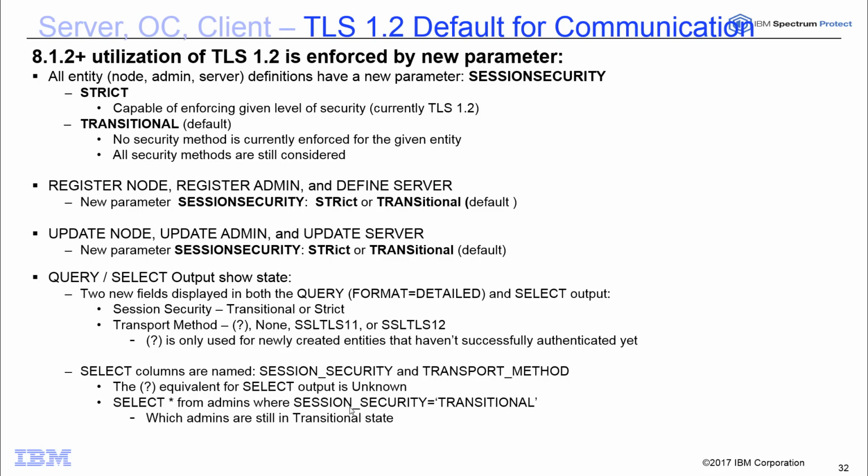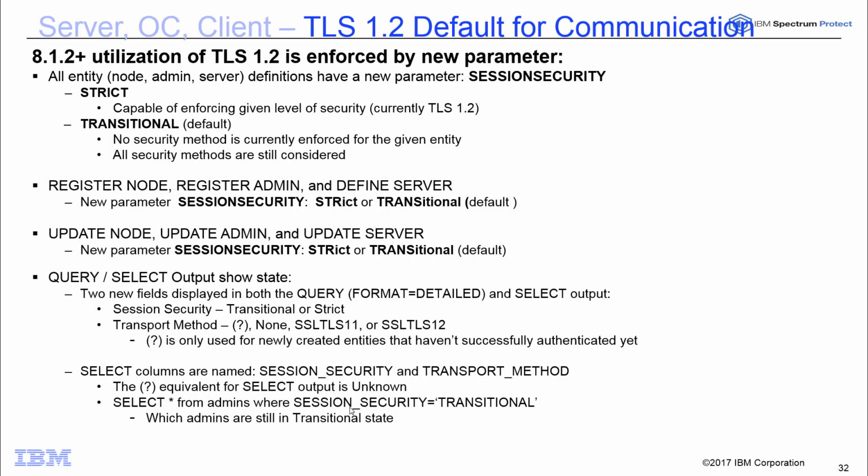On slide 32, when we set up this TLS 1.2, we needed a way to enforce it. And so we basically have 2 pieces that need to be in place in order for the TLS 1.2 to work between the different entities. And an entity could be a Spectrum Protect server, it could be a node, it could be an admin, it could be an operations center.